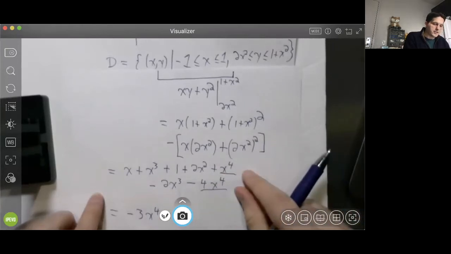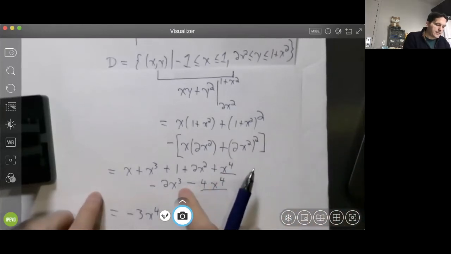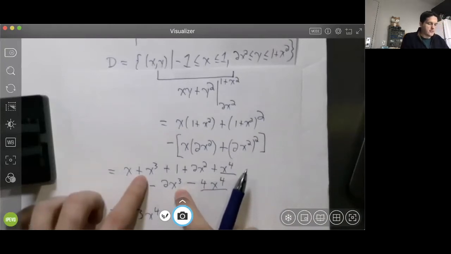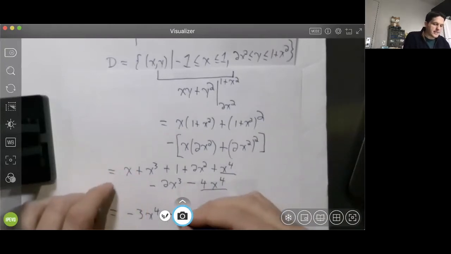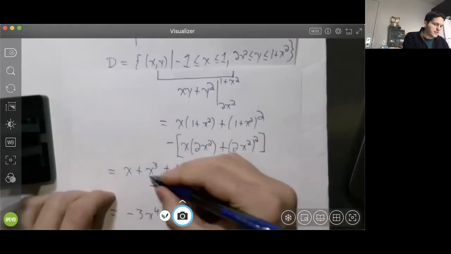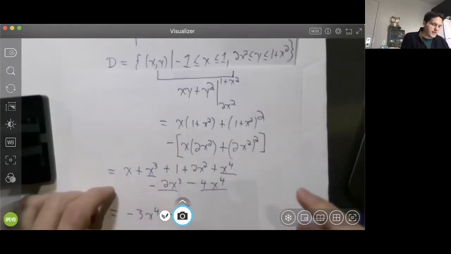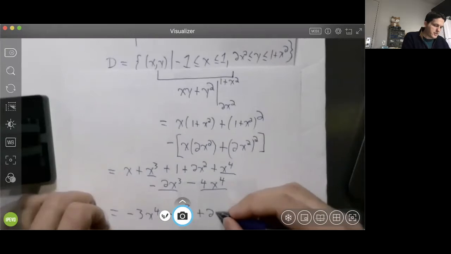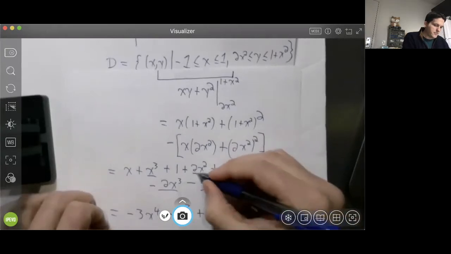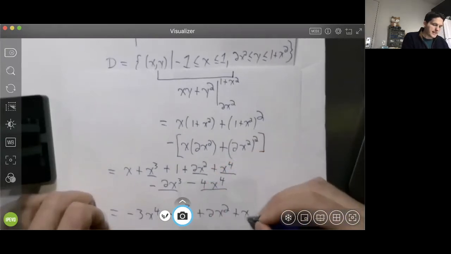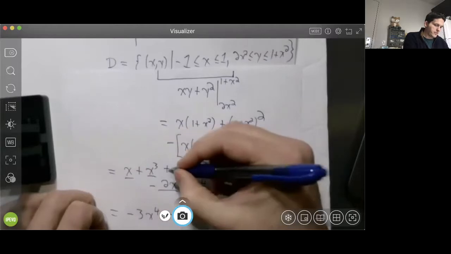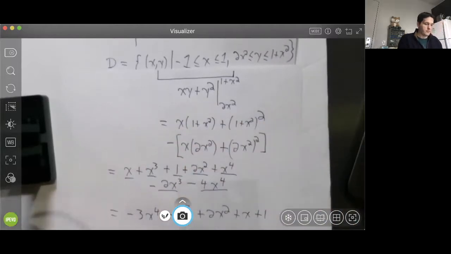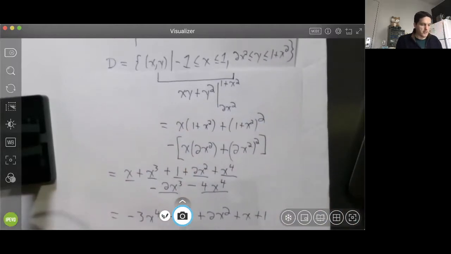We combine those two terms. Here we have minus 2x cubed plus x cubed. That gives us a minus x cubed. So we've used those two terms. And then we have a plus 2x squared plus x plus 1. That's what the inner integral reduces to.